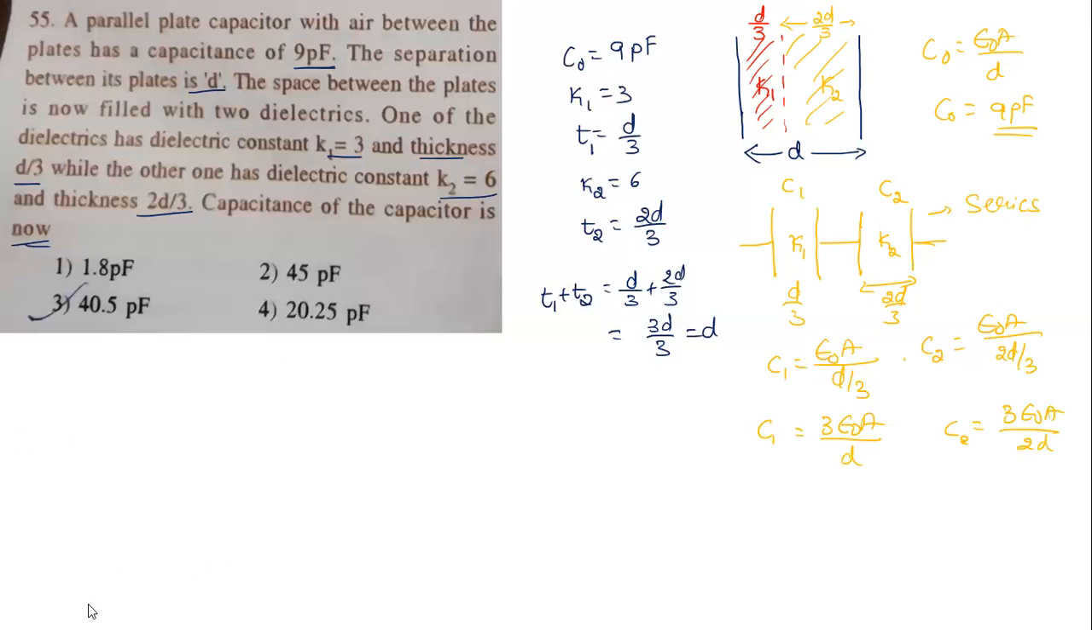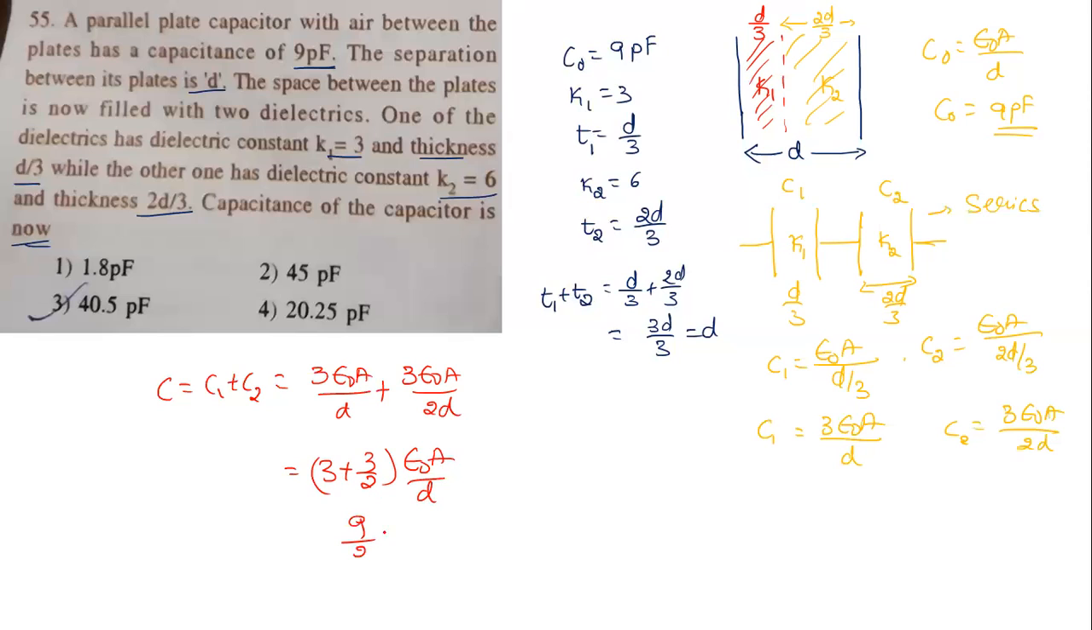Then what is the effective capacitance when two capacitors are connected in series combination? It is C equal to C1 plus C2. C1 is 3 epsilon naught A by D plus C2 is 3 epsilon naught A by 2D. What is common we're going to take now? We take 3 epsilon naught A by D common. It will be 3 plus 3 by 2 into epsilon naught A by D. So 3 plus 3 by 2 will be 9 by 2. And this epsilon naught A by D is nothing but C naught, right? So I'm going to write into C naught.